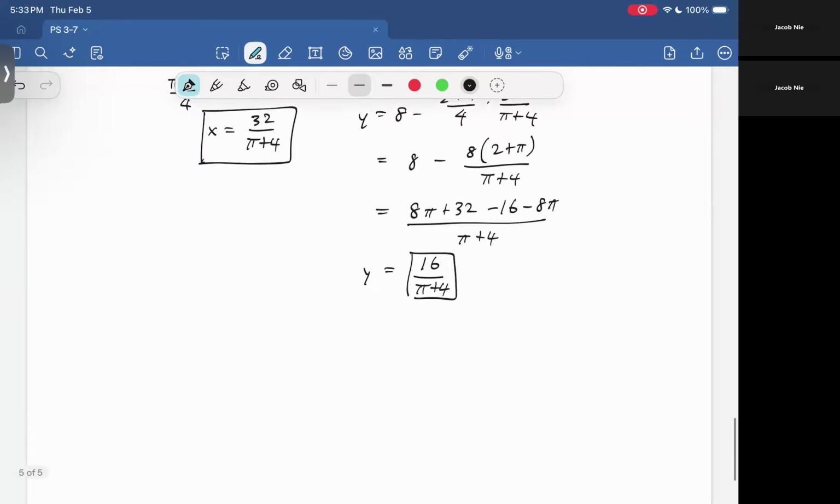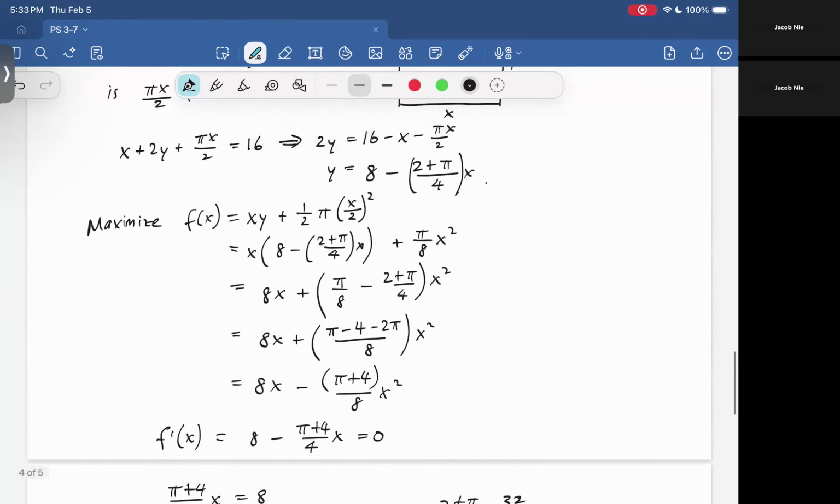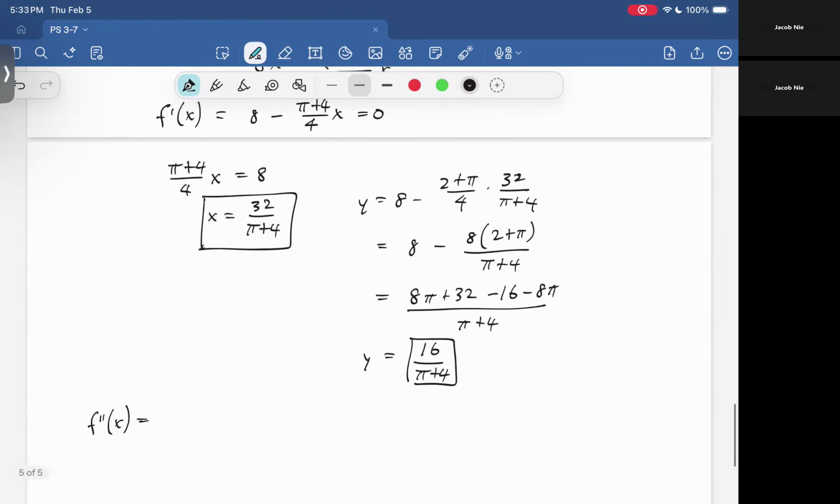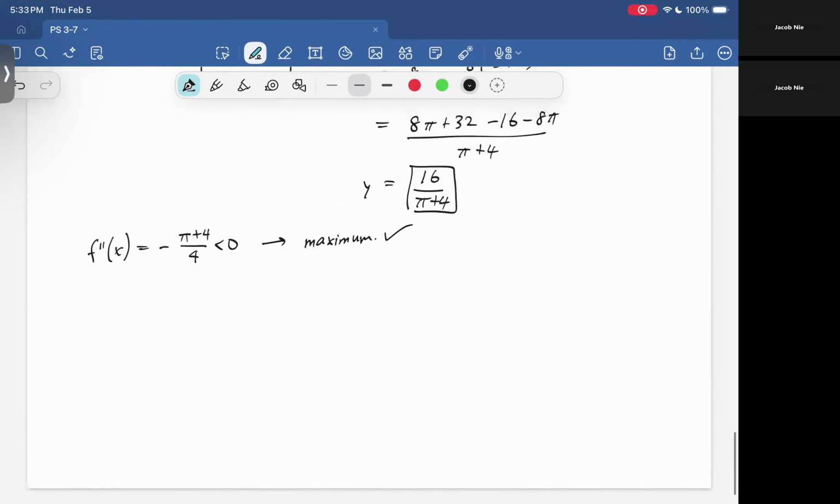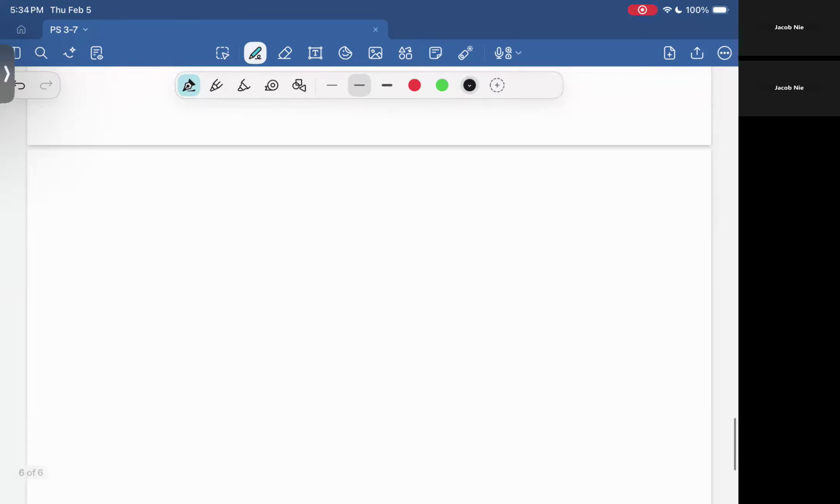Now I want to take the second derivative just to check. And so finding the second derivative, here's my first derivative. So the second derivative is just going to be negative pi plus 4 over 4, which is less than 0. So we have a maximum. Okay. That was scary. I thought I was losing my mind. Question 5, I told you guys to skip it. Let's do question 6.